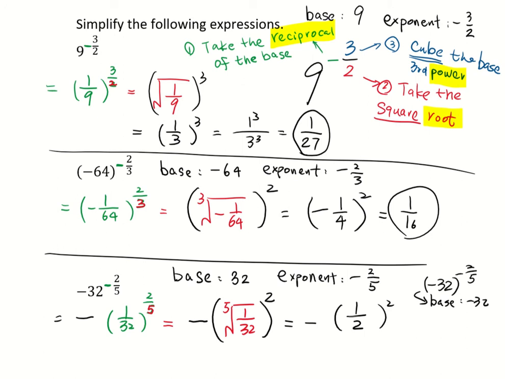Okay, so negative of, let's calculate this part. 1 over 2 squared is 1 over 4. So the answer is negative 1 over 4. And that's the end of this video.